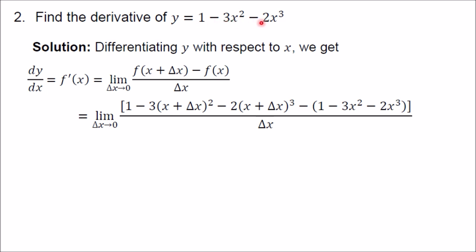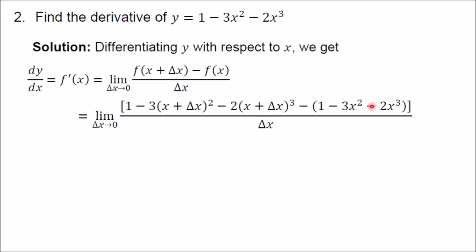Kaya, ito magiging 1 minus 3. Okay, 3x squared is 3 times x plus delta x squared. Minus 2x cubed maging 2 times x plus delta x cubed. So, papalitan lang talaga natin yung x ng x plus delta x. And then minus, in the formula, f of x. So, f of x is here. Kopyahin lang ng buo yung given na f of x or y. Ito. So, kopyahin lang dyan.